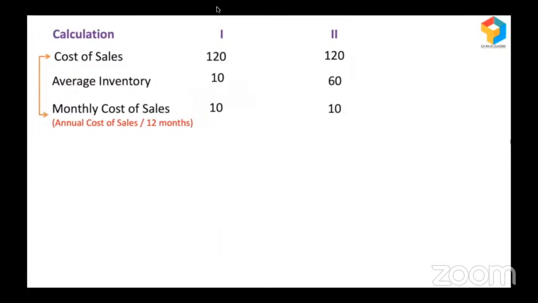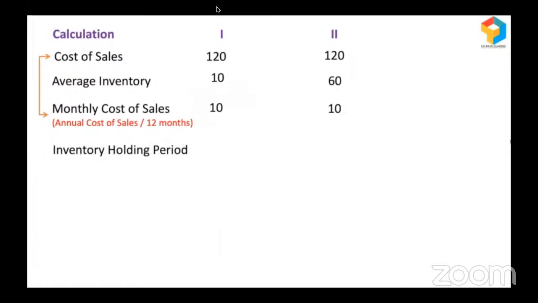Look at scenario 1. The average inventory maintained is 10 million, and monthly cost of sales is also 10 million. So I can say the average inventory maintained is equal to 1 month's cost of sales. Whereas if you look at scenario 2, average inventory is 60 million, whereas monthly cost of sales is 10 million. So I can say the average inventory is 6 times the monthly cost of sales. How did I derive this?